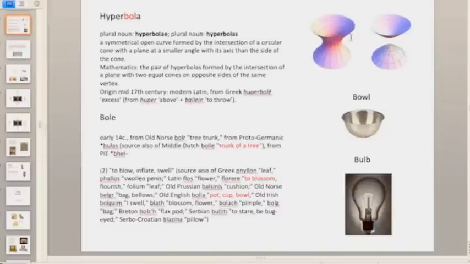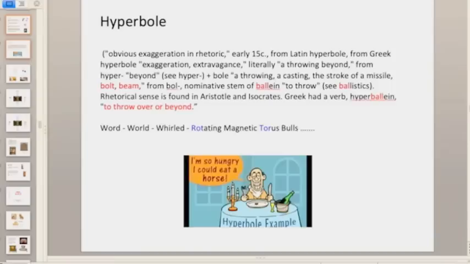Hyperbole. See, that's the bowl, the bulb. Please read this, folks. Wow, this is important. Here we go. In Old English, bowler means pot, cup, or bowl. Well, would you look at that? This is just amazing. A flower bulb. Hyperbole. Well, that's the same word. Hyperboloid is a hyperbole.